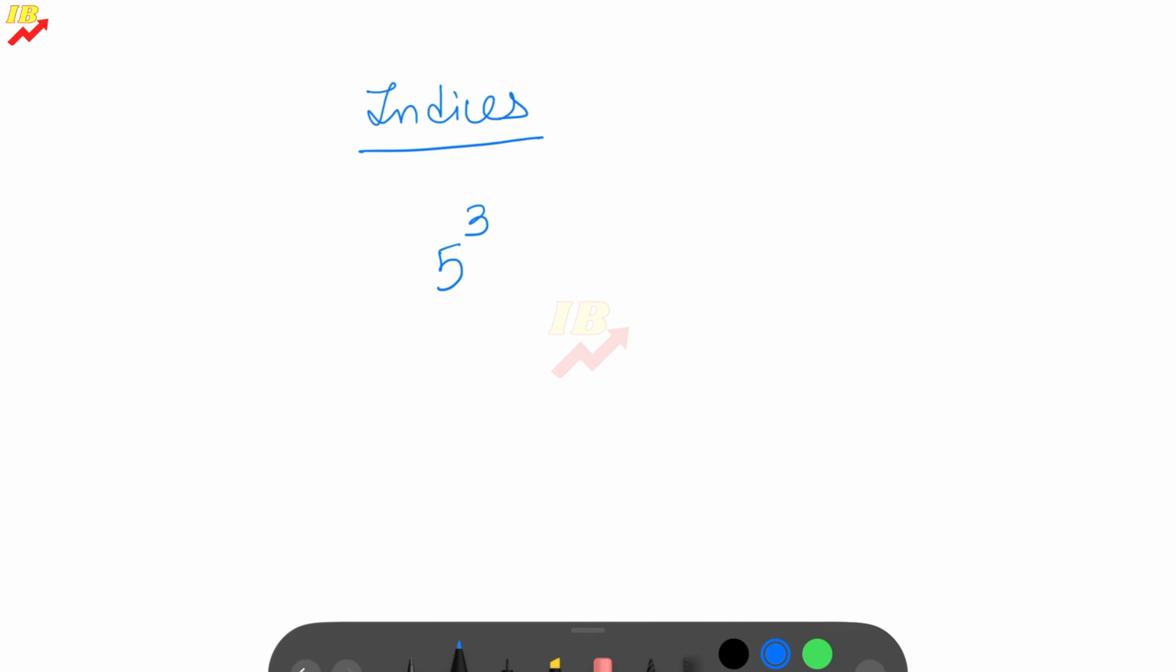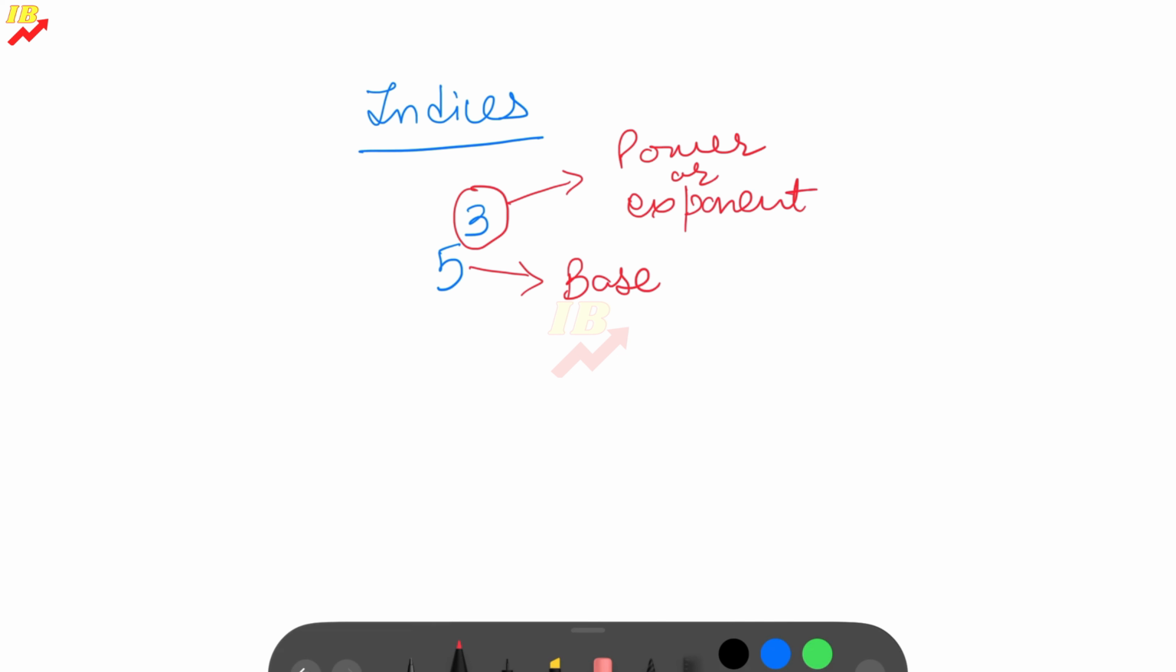So here there are two things. One thing is this small thing, this 5, which is called the base. This other thing, the power, is called the power, or we call it the exponent, or we call it the index. Index basically stands for the power of the given base. Okay, so let's understand in a deeper way how these powers work.